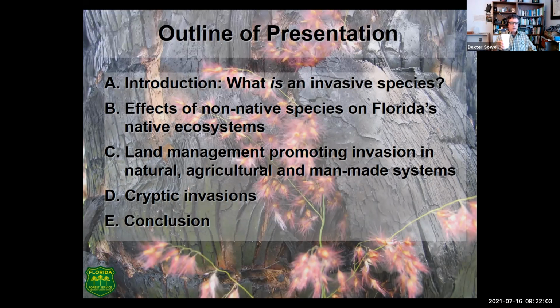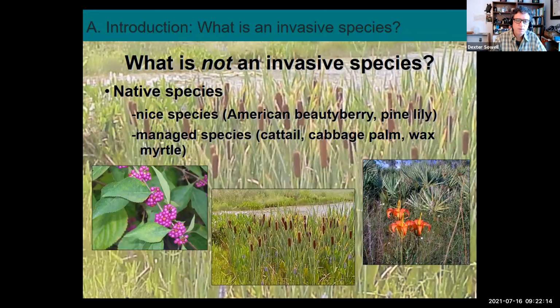So as opposed to defining what is an invasive species, maybe it's better to say what is not an invasive species. Let's talk about our native species. Some of these are what I call nice species, like American beautyberry, which has good wildlife and horticultural value, or pine lily here. And then you can have what I call managed species, like cattails. If you're way out in the middle of a natural area and you've got cattails at the edge of a little natural water body, that's fine.